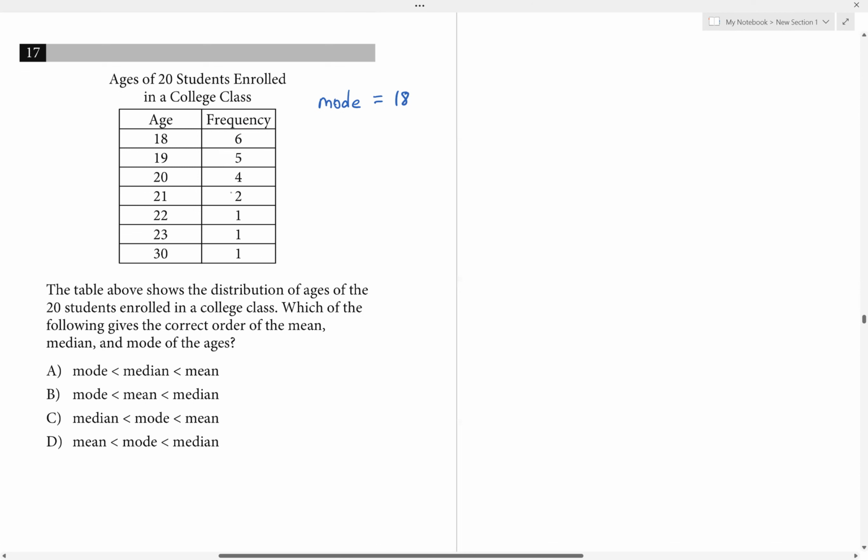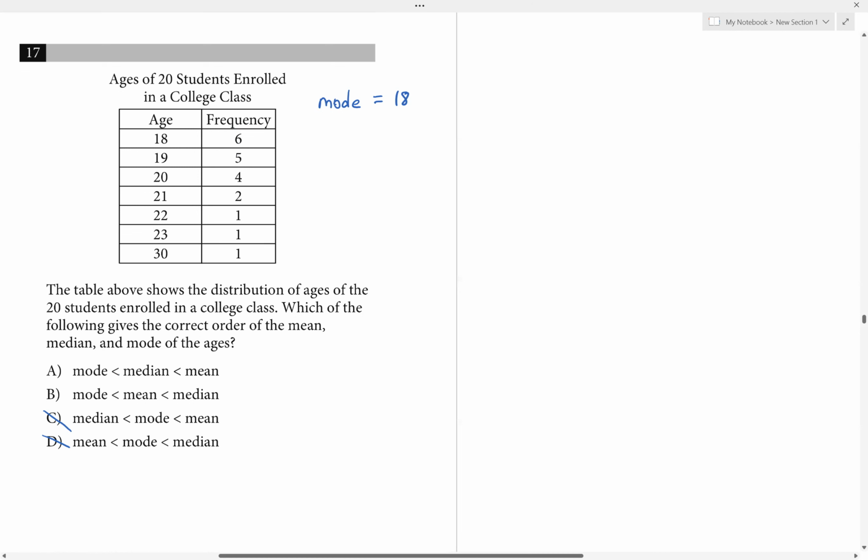Now we think about the median and the mean. We know the median and the mean are going to be higher than 18 because we have all these numbers over here that are going to pull up the mean and the median. The mode, 18, is the smallest possible number, so the median and the mean should be greater than the mode. The mode should be the smallest of the three. Based on that, we can eliminate C and D.